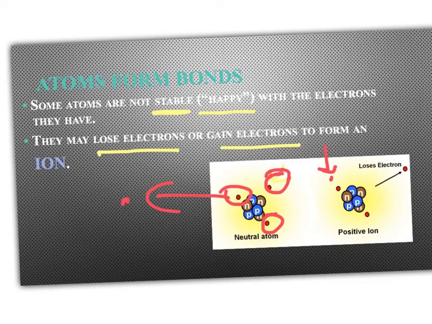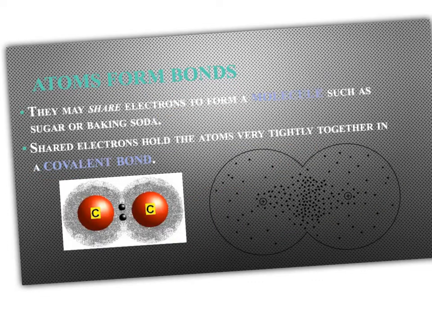Okay, if they do that, we call them ions now. They're not atoms, they're ions. They're going to have a charge. Now, sometimes instead of losing or gaining electrons, in order to be stable, atoms will share electrons. So instead of getting rid of one or getting a new one, instead they'll share.